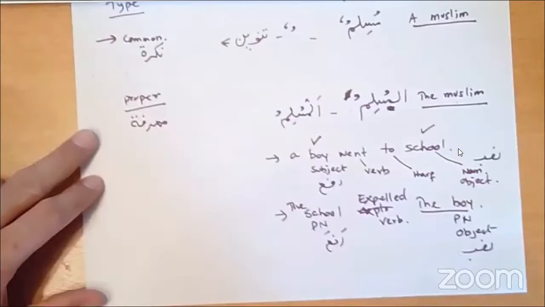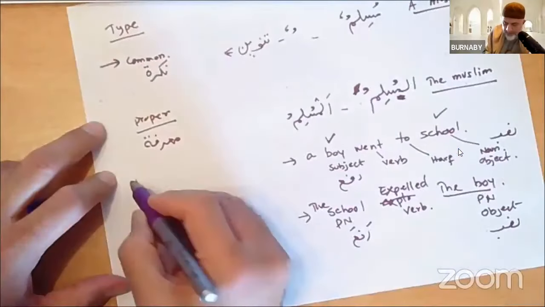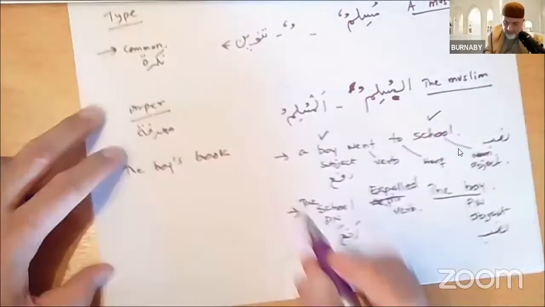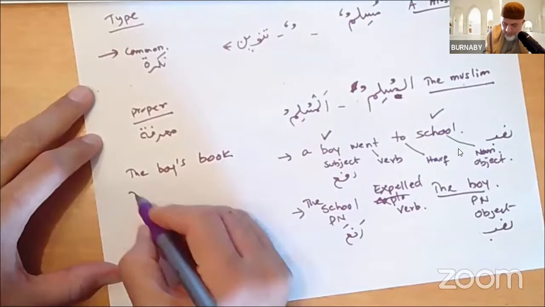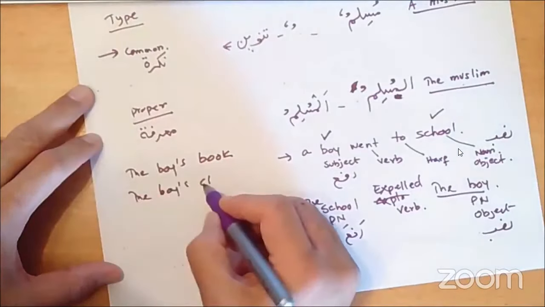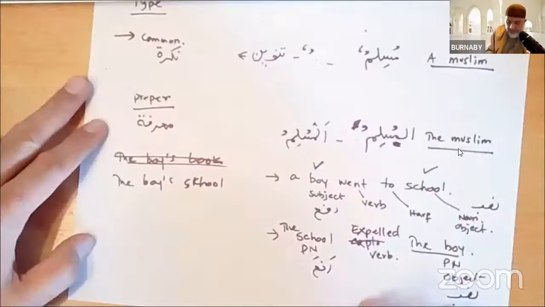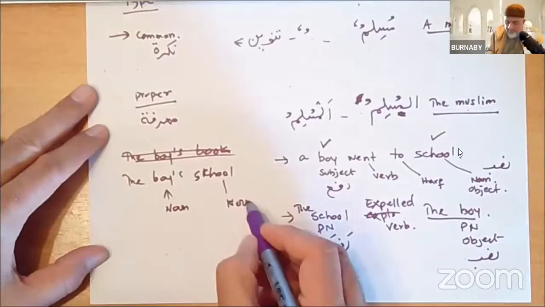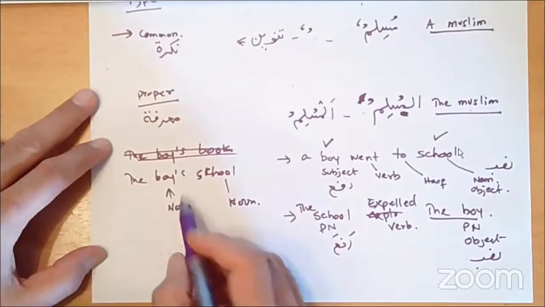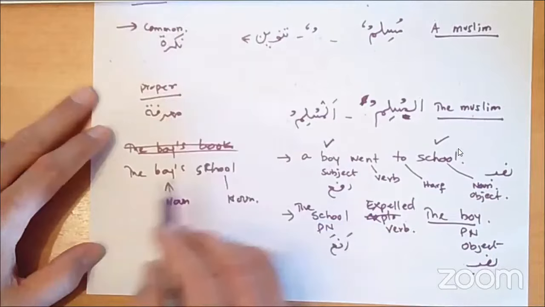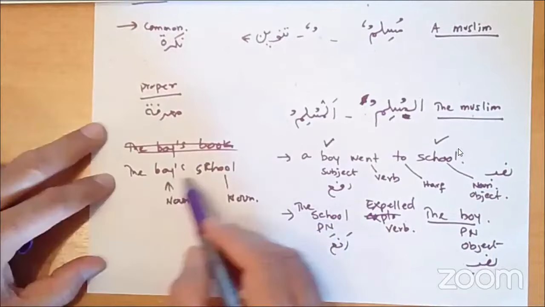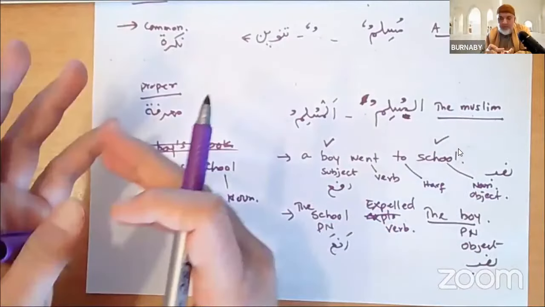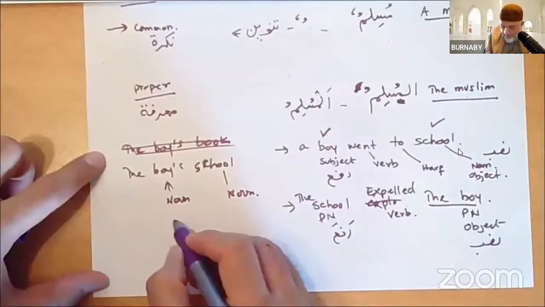Now, what is jar? Let me say "the boys' school," just to keep consistent. Is the boy a noun? Yes. Is the school a noun? Yes. What is the status of the boy? Jar. Is there a relationship? Yes, there is a relationship here, right? I'm telling you something about the school, that this school belongs to the boy, or the boy has some relationship with it. So then this status will be jar.